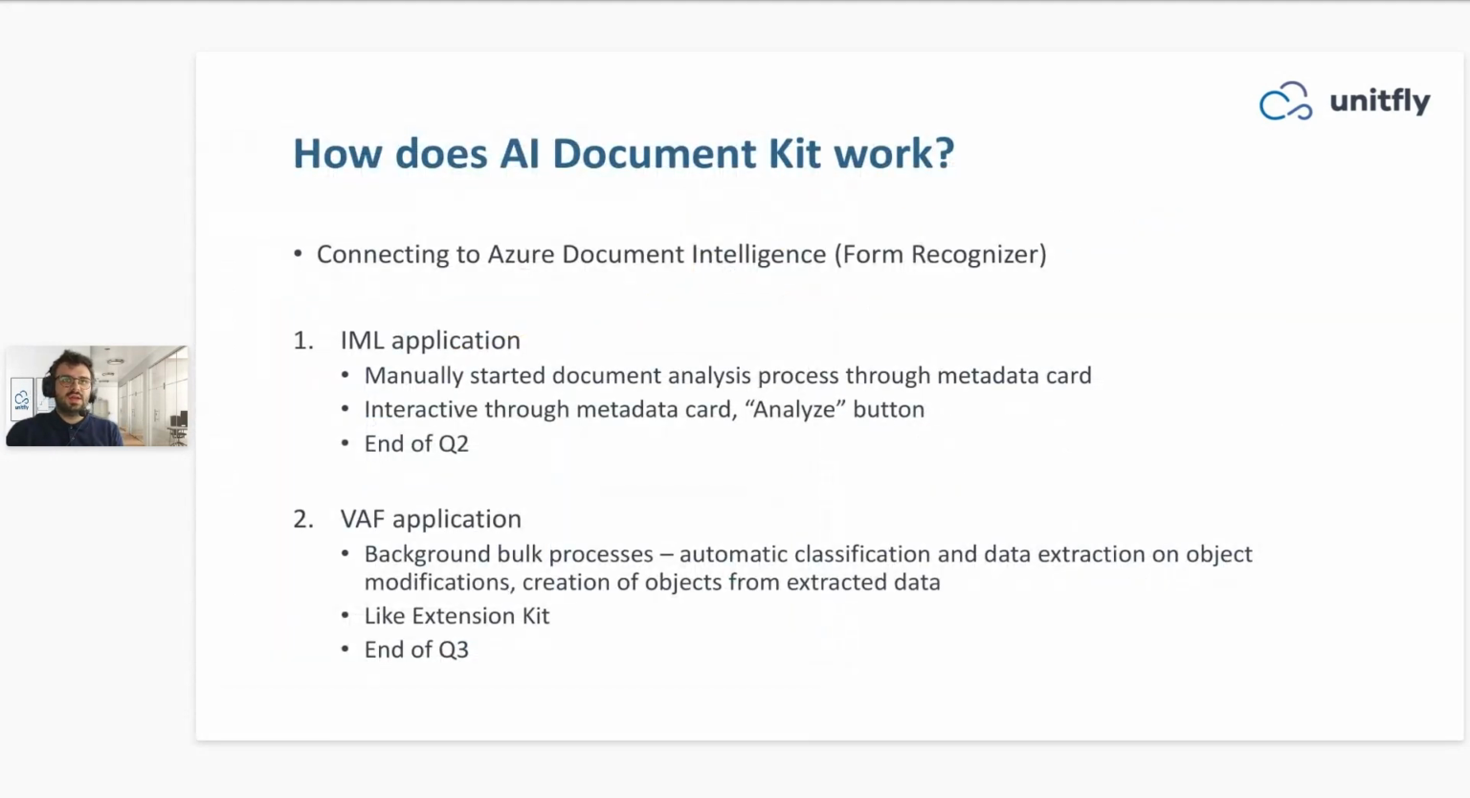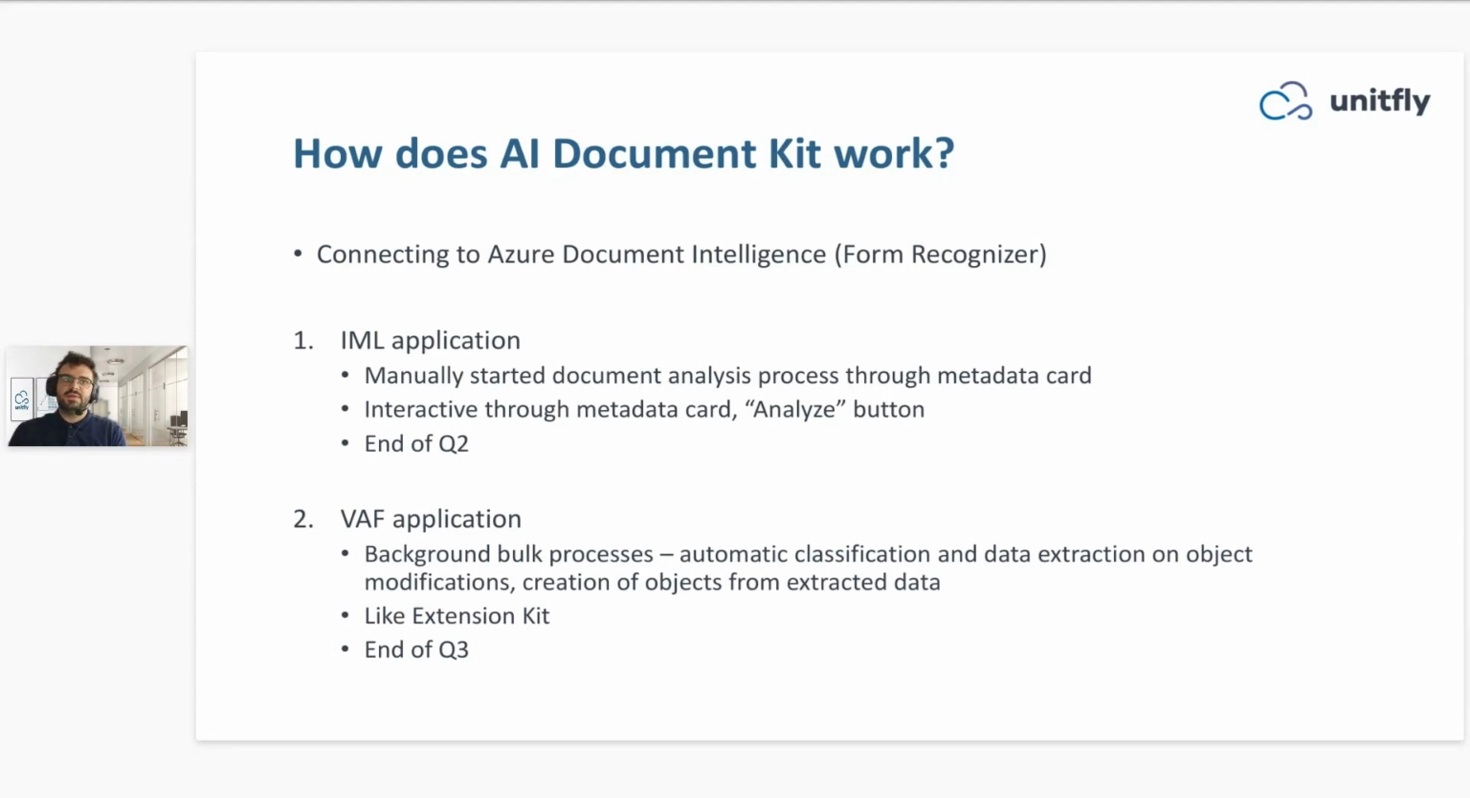So how does the AI Document Kit work? We have two parts of the application which are core. One is the IML application. This is the interactive application that you will see through the metadata card that will show you the analyze button. And this is the part of the application I will show you in the product demo. We call it interactive because when you click the analyze button, the whole process of the classification and extraction of the metadata is started, and then you can tweak the output that you get from the models before you save the object.